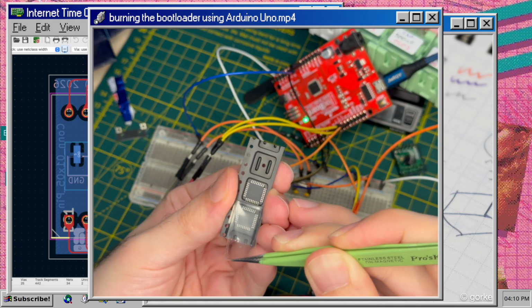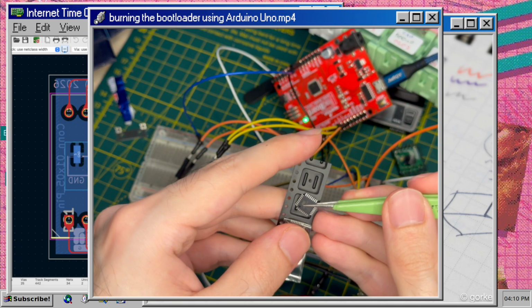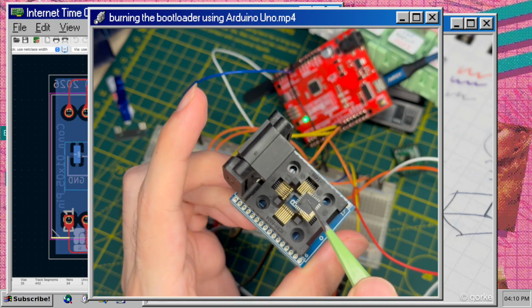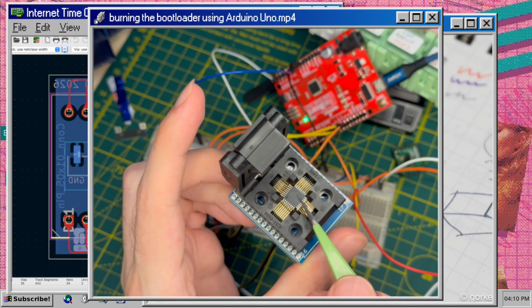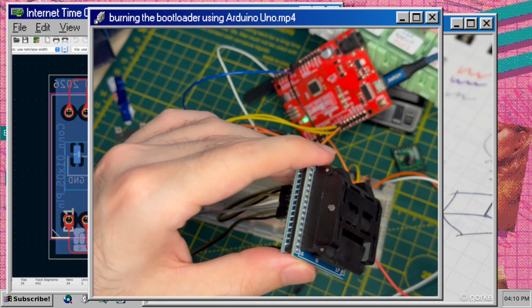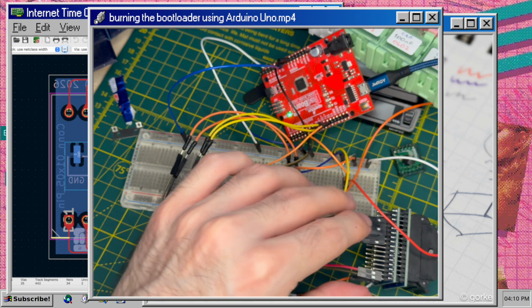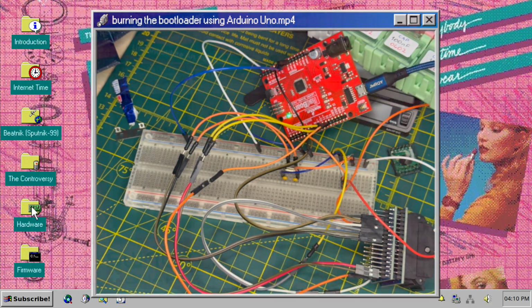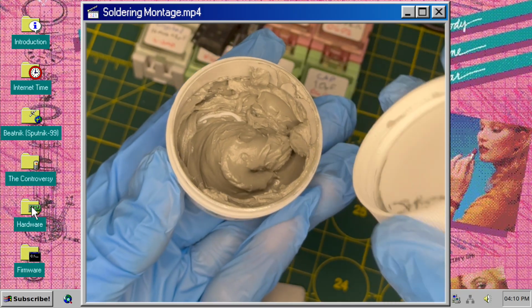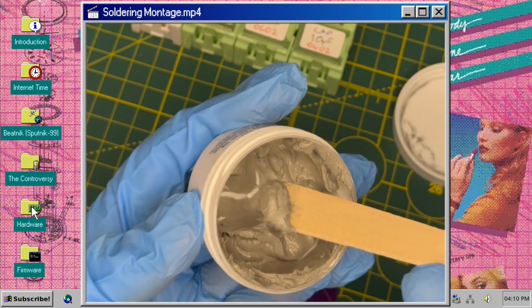Before soldering anything on the board, I first had to burn the bootloader on the chip, as these boards did not come with a bootloader. To do this, I used a clamshell breakout board, and used an Arduino to burn the bootloader on the chip. After that was done, I applied solder paste to the board. I put all the components on the board and used my hot plate for soldering.